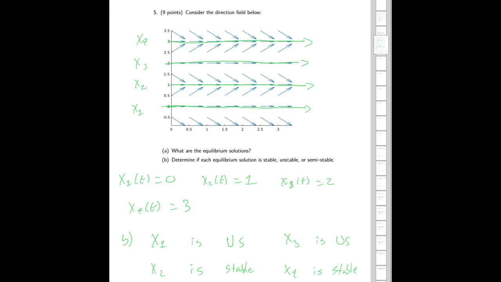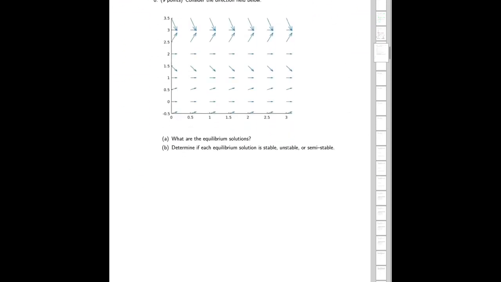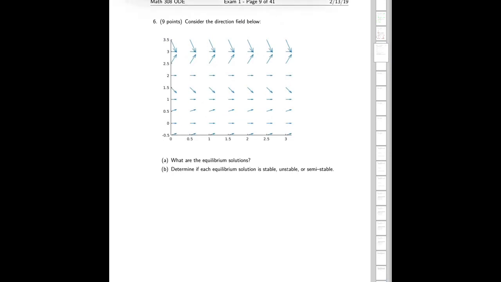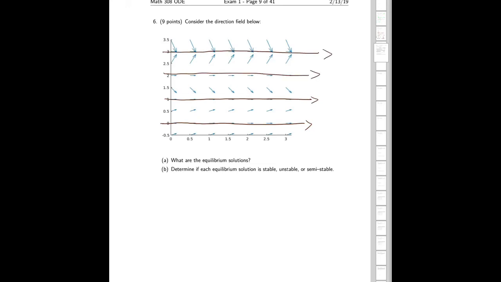Okay, let's see if I can get on to the next one. This will be the last one I do in this video. Let me again draw through the equilibrium solutions. This is 1, this is 1, this is 1, and this is 1.